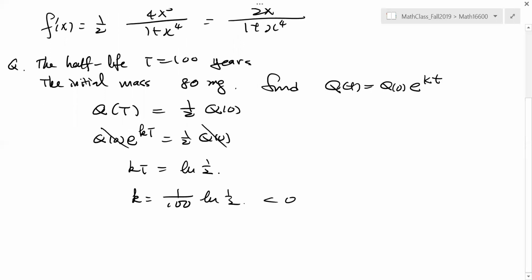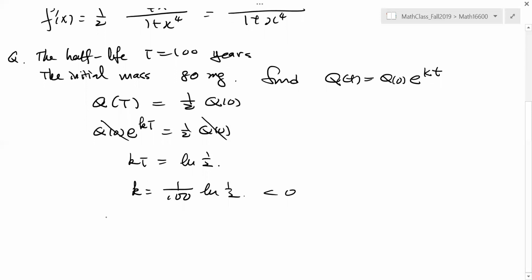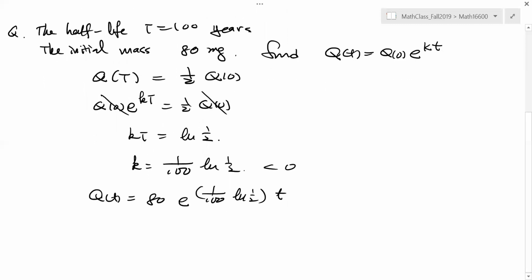All right, so you get a general formula. Once you get a k, then Q(t) you have to write in the formula. This original initial quantity is 80, and e to the k times t. That's the formula. Okay. The next question is find the t at which, or when, the quantity is going to be 10 mg.